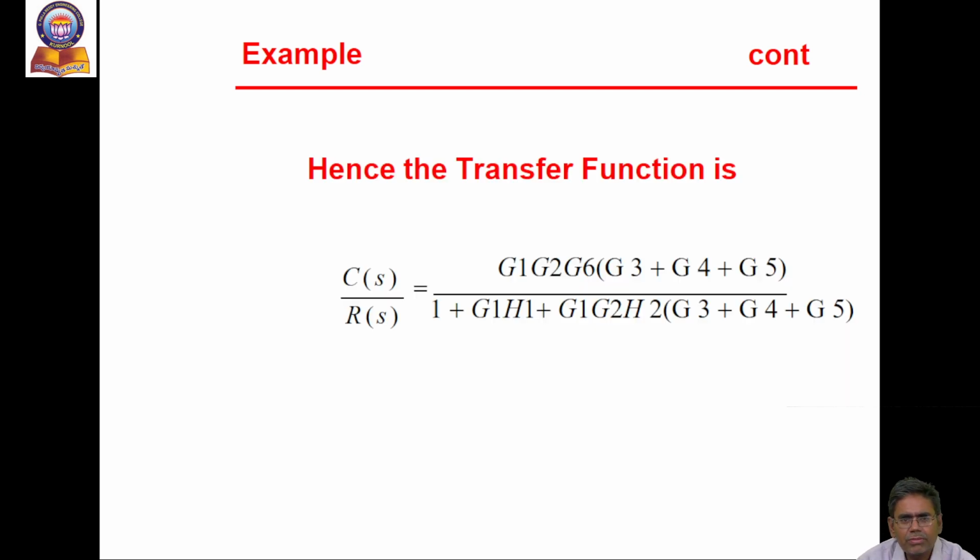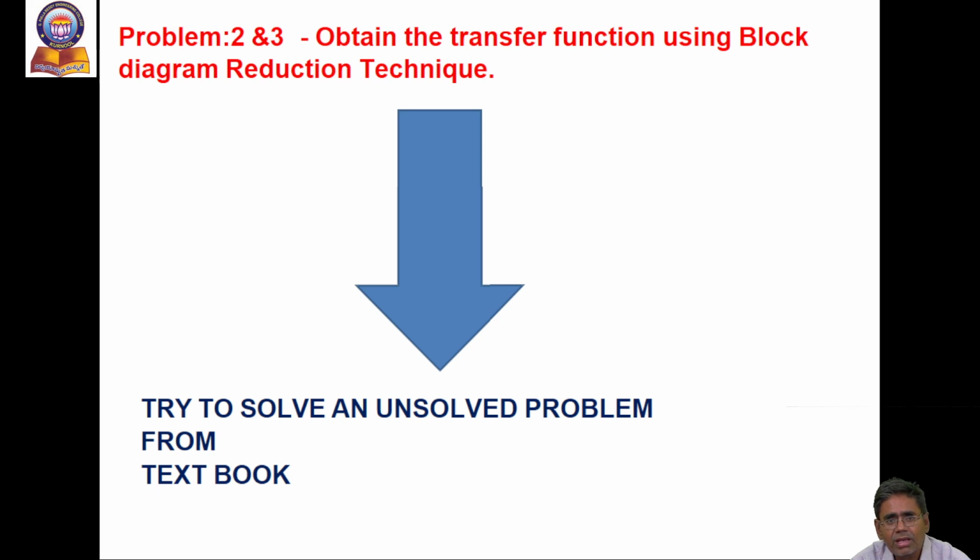Hence the overall transfer function C of S divided by R of S is equal to G1, G2, G6 into G3 plus G4 plus G5, divided by 1 plus G1 H1 plus G1 G2 H2 into G3 plus G4 plus G5. It is the transfer function of the given block diagram.